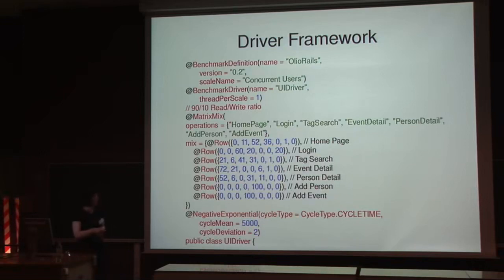At the bottom, we have a negative exponential, and we're using this thing called a cycle time. A cycle time is the space between the start of one operation and the start of the next. You can also define a think time. We're saying we want to run with a cycle mean of 5,000 milliseconds with a 2% deviation. And we want it to be a negative exponential. So Faban will actually vary the cycle time between operations to fit a negative exponential response graph. So some of them may be 25 seconds, some of them may be 0, but it will get the average right to be about 5.